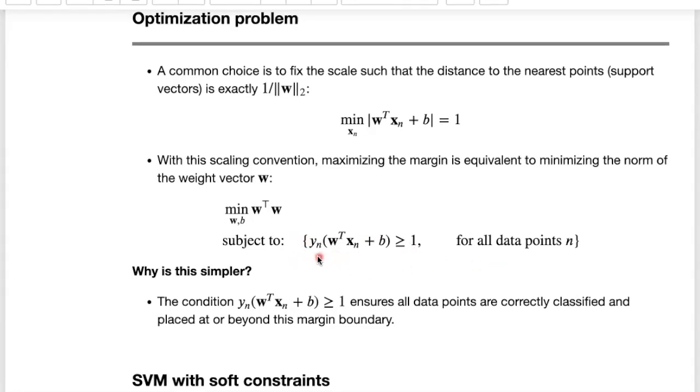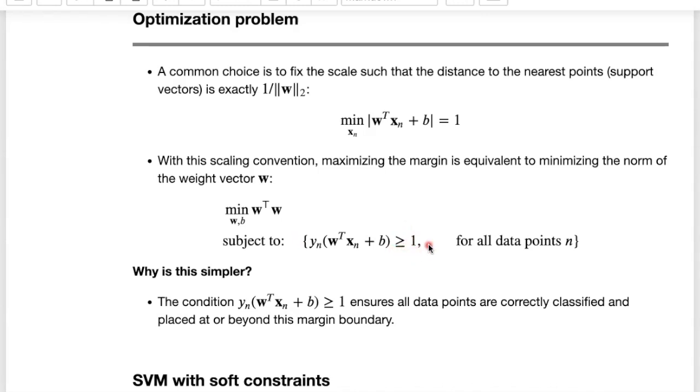Something you have to remember is that, since we put the minimum value of w transpose xn plus b to 1, it no longer needs to be greater than or equal to 0. It actually needs to be greater than or equal to 1, because we specifically said that we scale w and b such that this minimum value is 1. So this means that everything is greater than or equal to 1.